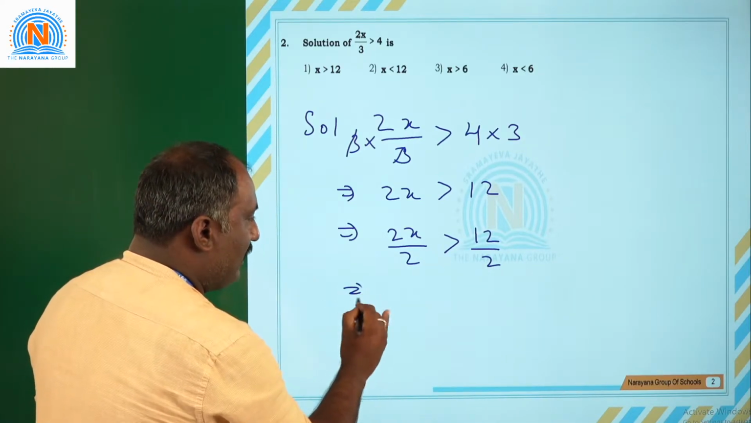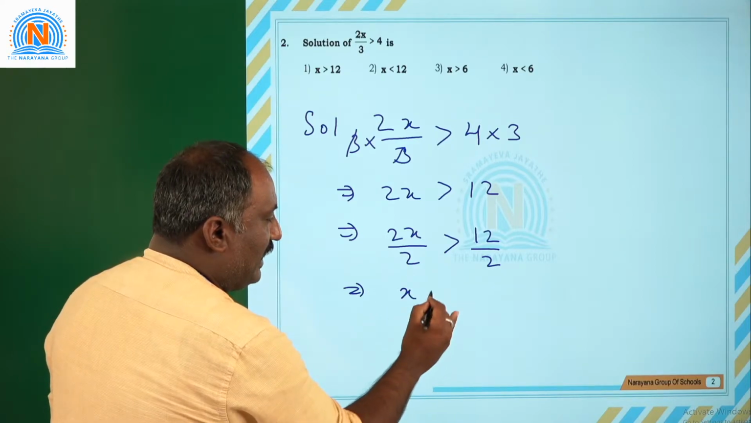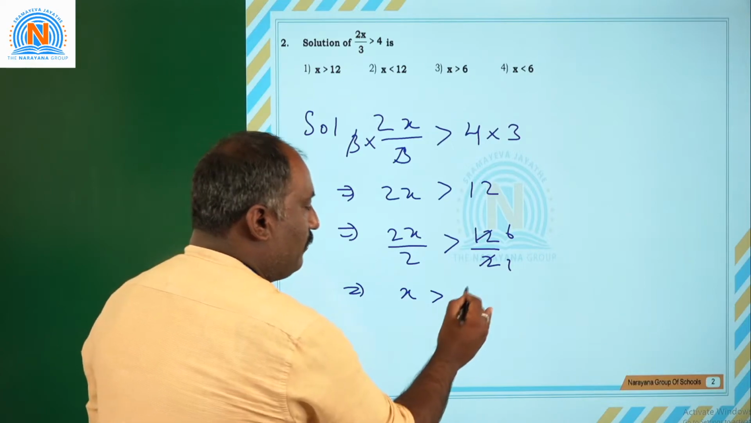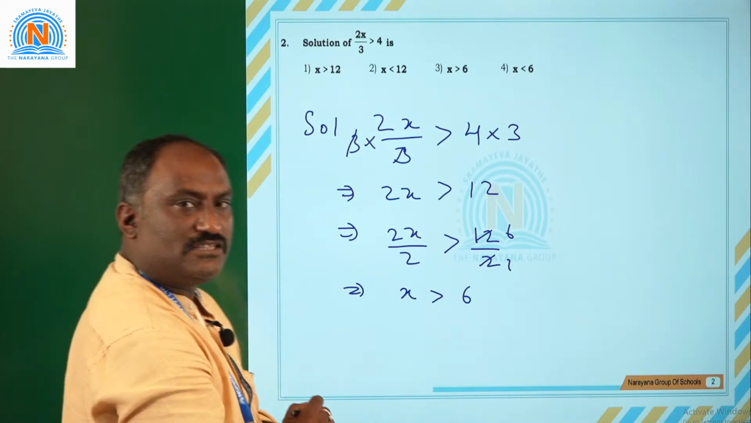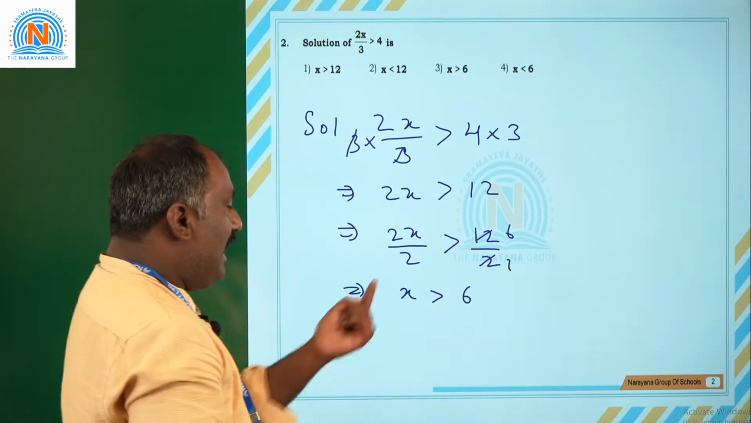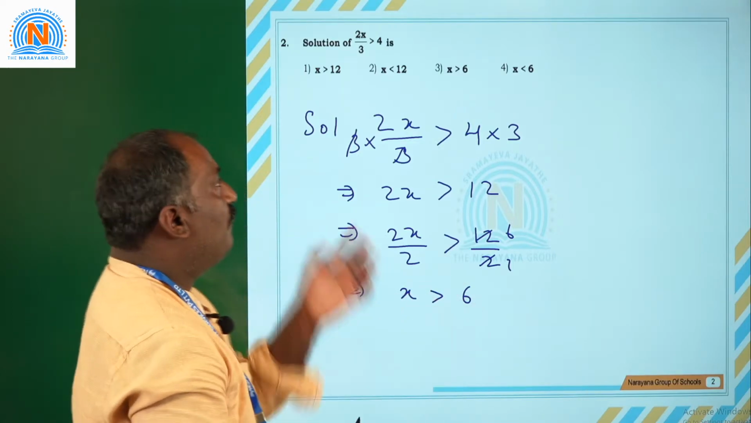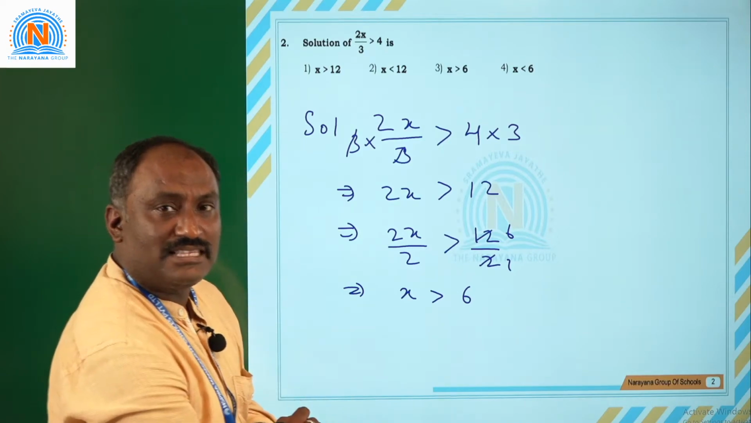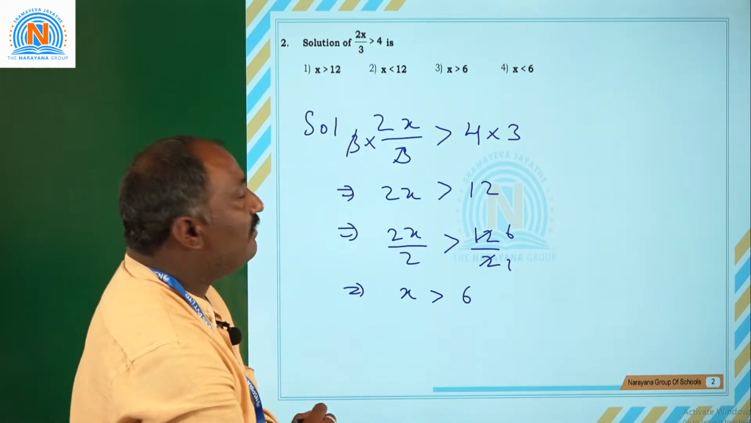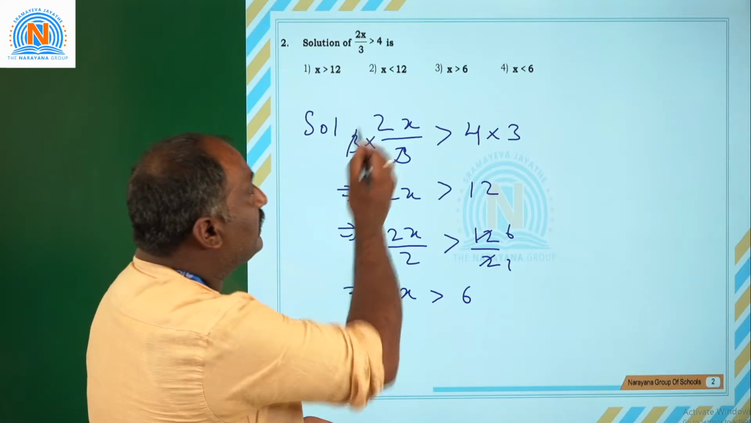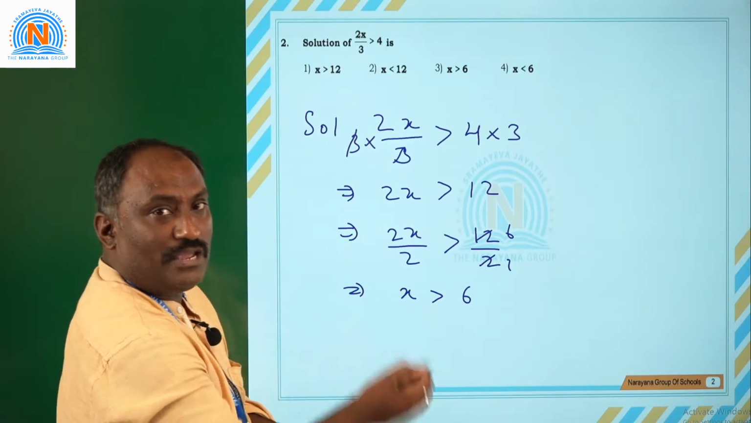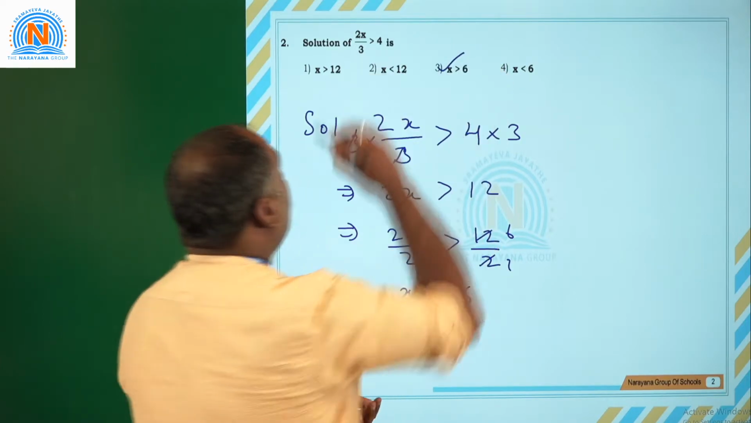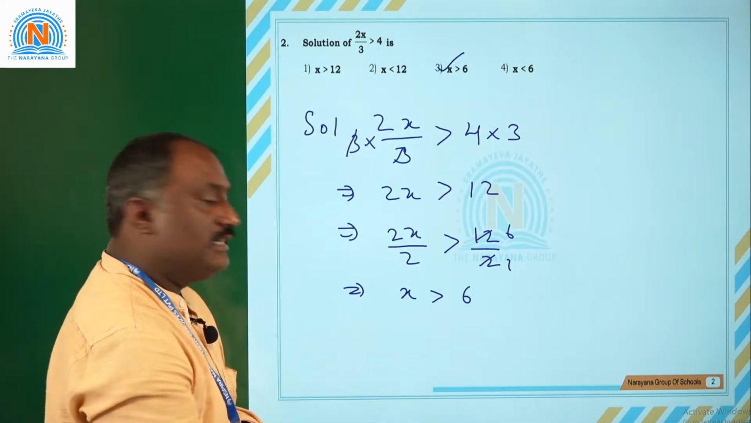From this one the 2 gets cancelled, I will get x, and 2 sixes are 12, so ultimately you are getting 6. From this one I can conclude that x is greater than 6. The first option x is greater than 12 is not our answer, x is less than 12, the second option, is not correct, and the third one, x is greater than 6, is our option. Then we are switching to the third question.